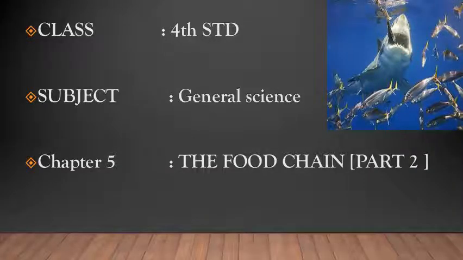The following video is for class 4, subject General Science, chapter 5, the food chain, part 2. Now in part 1 of this lesson, we learned what a food chain is. Food chain means the transfer of food energy from plants to an animal and then to another animal. Here we will understand how the animals and the plants are related to each other.